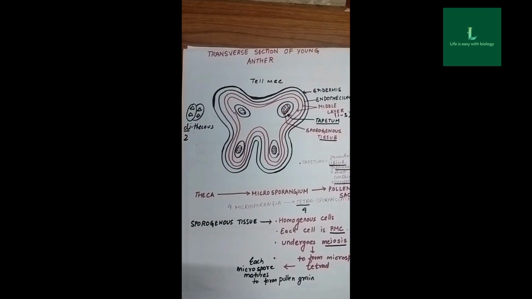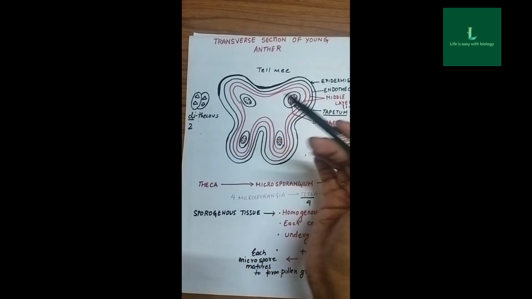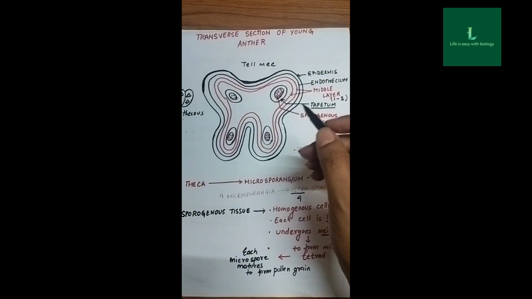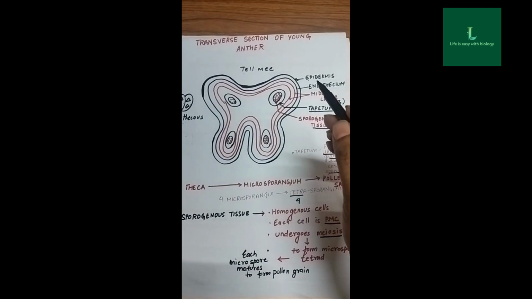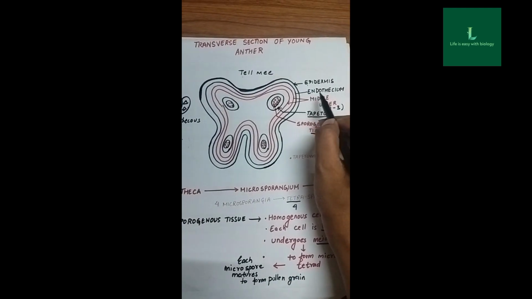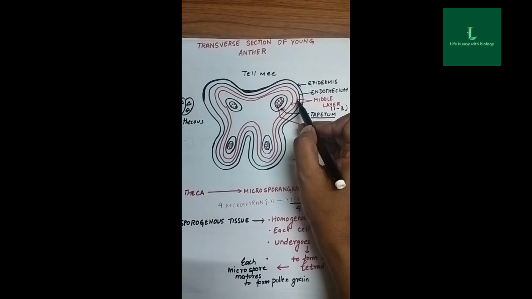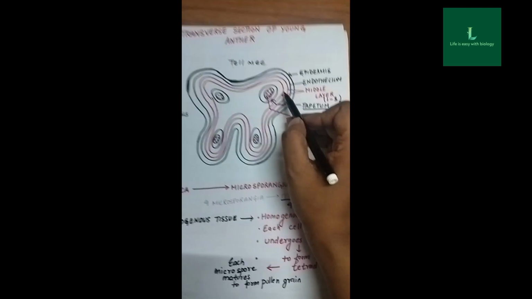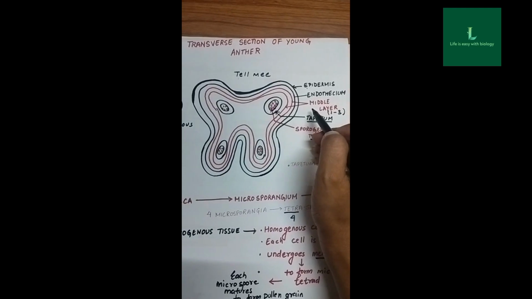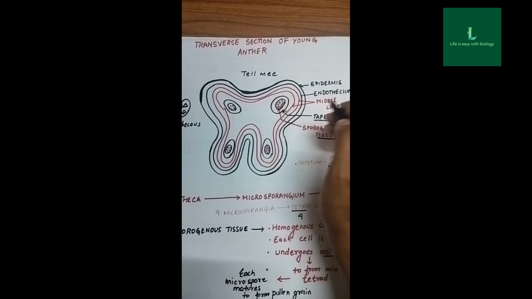Now let's move further. When a transverse section of the young anther is observed, it is seen that the anther has four layers. Okay, it has four layers. The outermost is called epidermis. Inner to this is endothecium. Then is the middle layer. The middle layer, see, these two red lines which I have drawn in a different color, you might be seeing. I have drawn two layers here because the middle layer consists of 1 to 3 layers. Okay, and then the innermost layer is the tapetum.